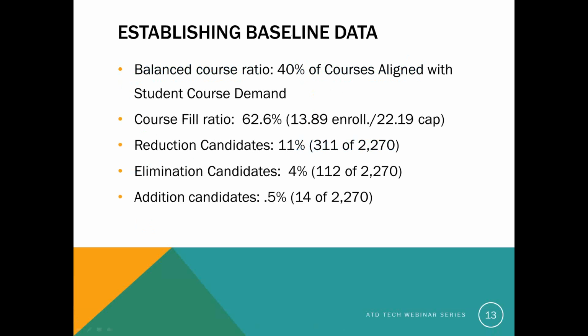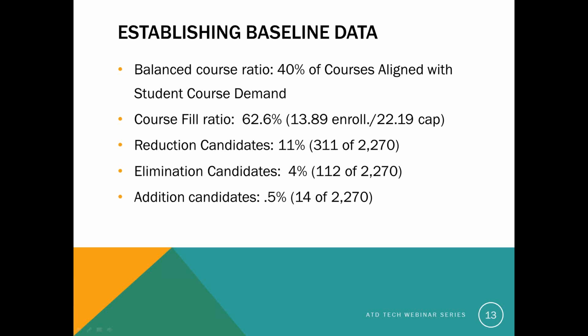First and foremost, in 2011, we had to establish our baseline data. So we looked to how the balance of our courses were, how our courses were aligned in comparison to what courses were in demand by students. We also looked at our fill ratios, the number of students enrolled in comparison to what our capacity was. And then we began to categorize the portfolio into opportunity buckets.